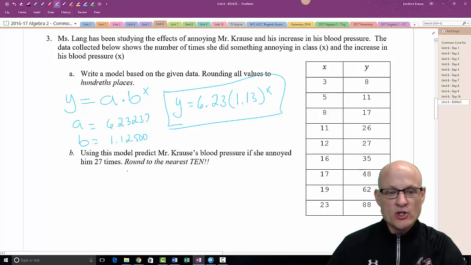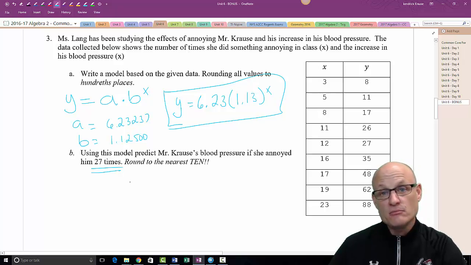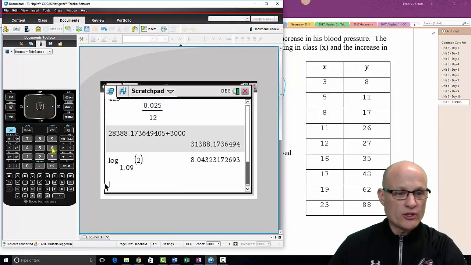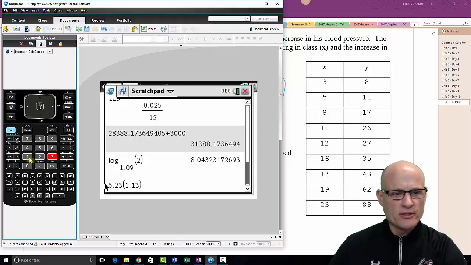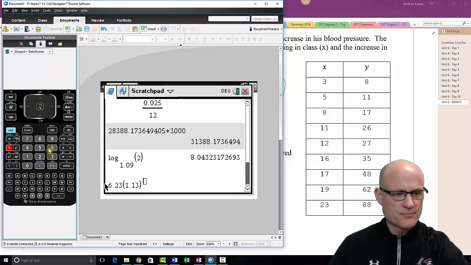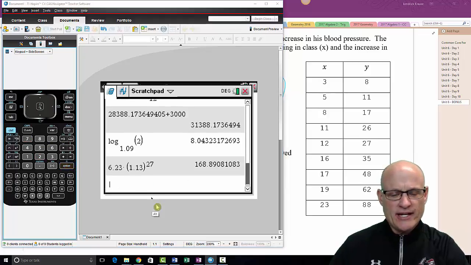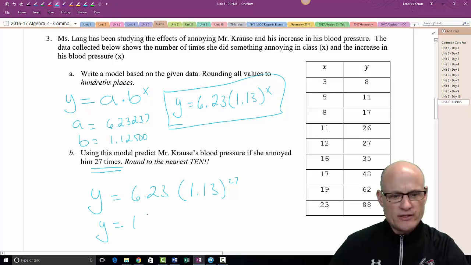That's part A. Using this model, predict Mr. Krause's blood pressure if she annoyed him 27 times. That would be like average. I'd say about average. So that's easy. You just do y equals 6.23 times 1.13 to the 27. I go into calculator mode. 6.23 parenthesis 1.13 parenthesis raised to the 27. And 168.89.